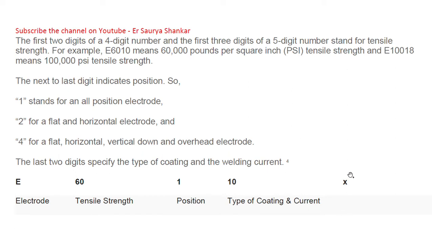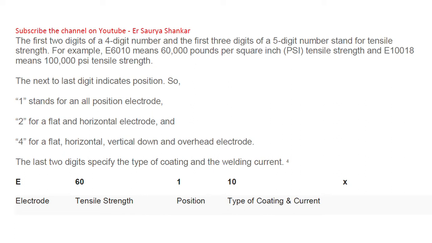E6010, and then further we have X, that I'll tell you later on. E stands for electrode, that is arc welding electrode. 60 stands for tensile strength. This defines the tensile strength of the electrode. And then we have 1 that indicates the position. Okay, 1 indicates the position, and then we have 10 that indicates type of coating and current, that is, what type of coating we have, and what type of current is being set.